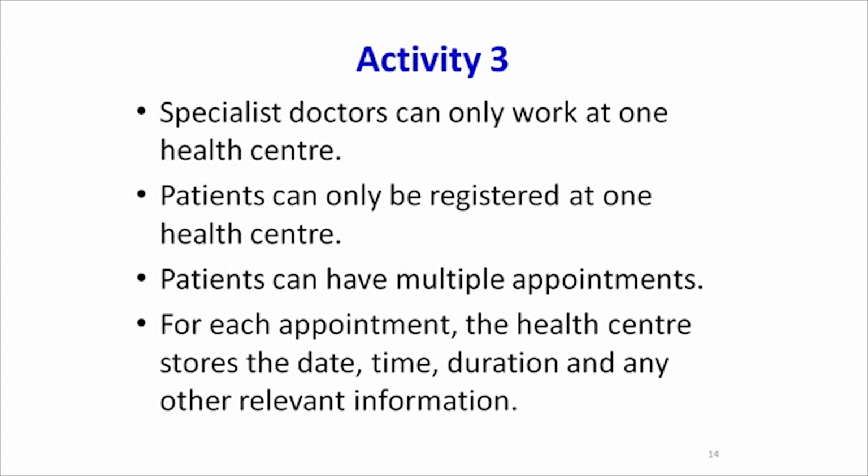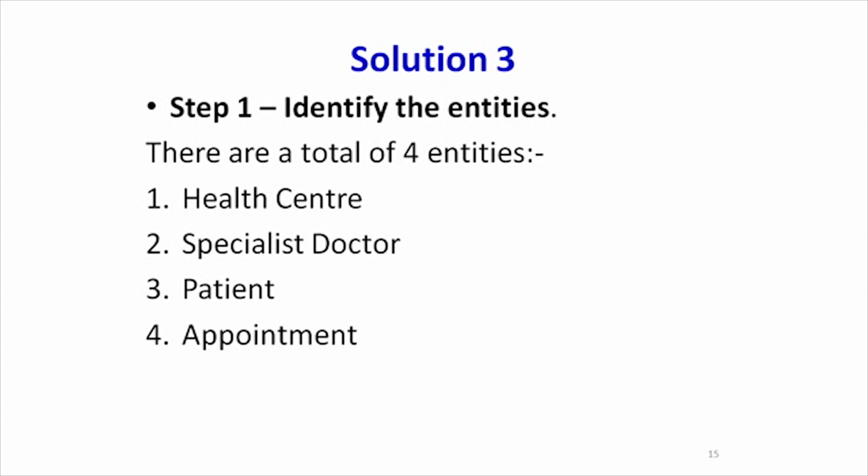Patients can only be registered at one health center. Also, patients can have multiple appointments. For each appointment, the health center stores the date, time, duration, and any other relevant information. Now, how are we going to develop an entity relationship diagram for this case? Step 1, identify the entities. There are a total of 4 entities. There's health center, there's specialist doctor, patient, and appointment.